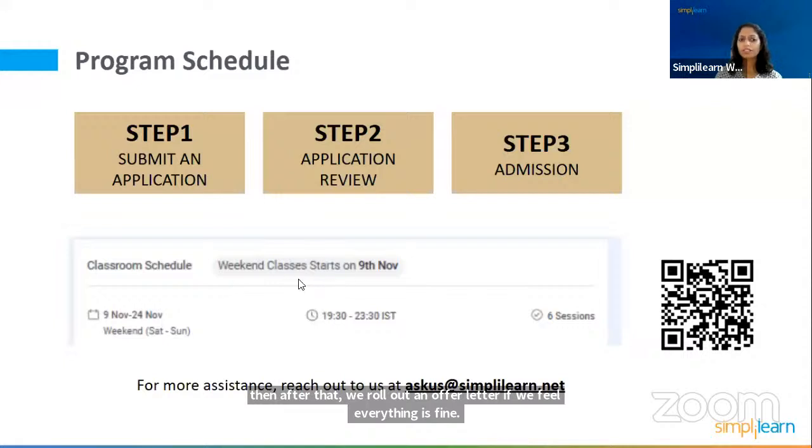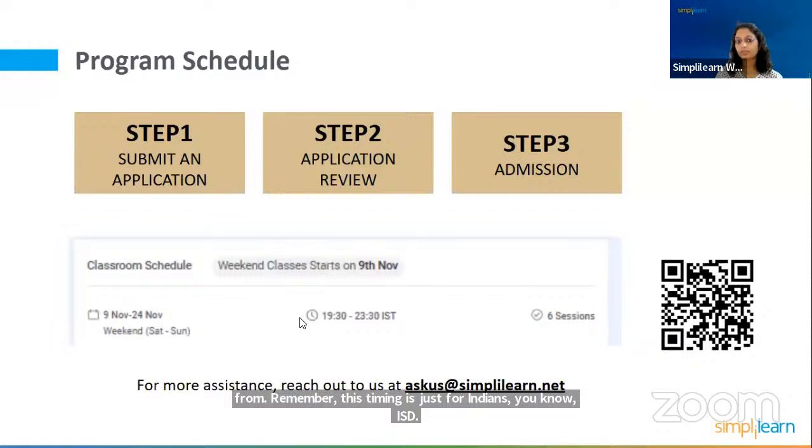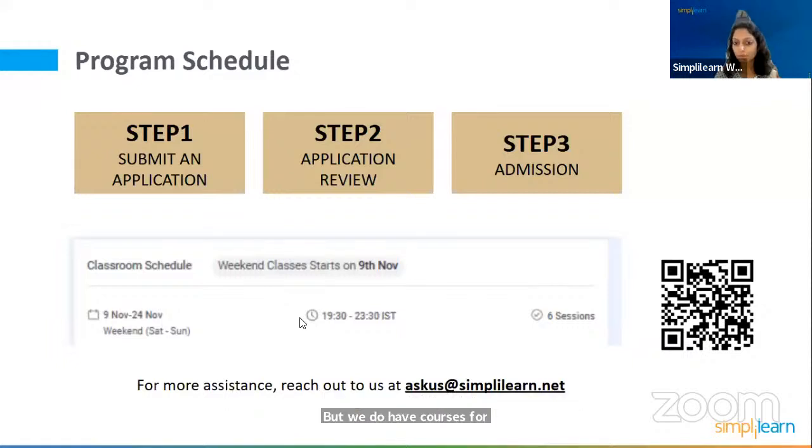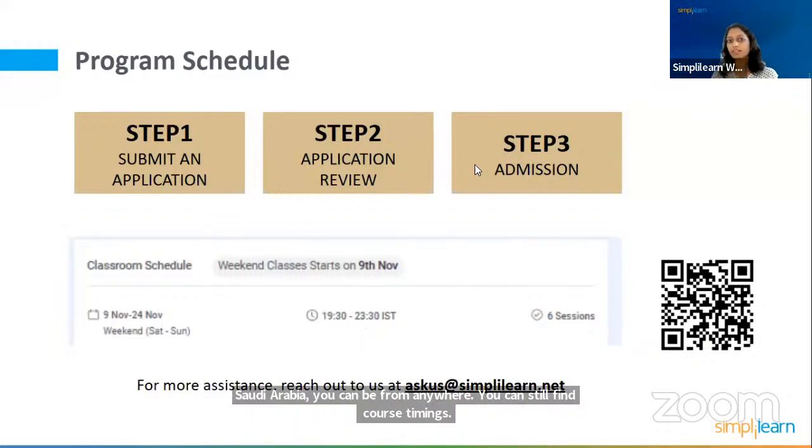So there are also weekend classes for you to choose from. Remember, this timing is just for Indians, IST, but we do have courses for people living across the world. So even for people living in the US, Australia, Saudi Arabia, you can be from anywhere. You can still find course timings specific to your region, which is why I've shared the link to the course page.